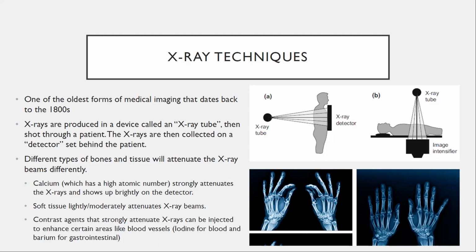Okay? And that will basically allow you to use X-rays to image your blood vessels, and also your gastrointestinal tract. Okay? So for gastrointestinal, or like your stomach and your intestines, typically they use barium for that. Okay? All right, any questions on this so far?